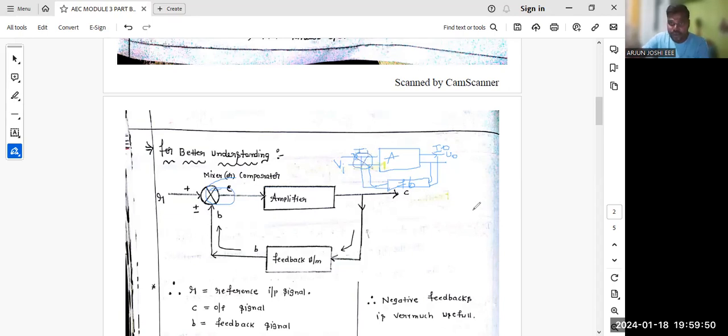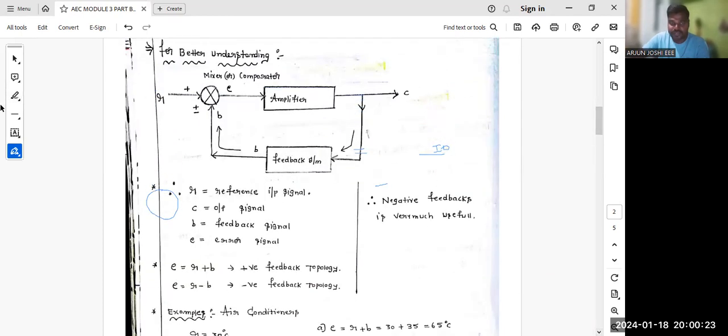Yes, students. I hope all of you understand what we mean by feedback. Now let's understand what this R is. R is nothing but a reference input signal, and this E is nothing but an error signal. This B is nothing but a feedback signal. This C is nothing but an output signal. I hope all of you understand the block diagram.